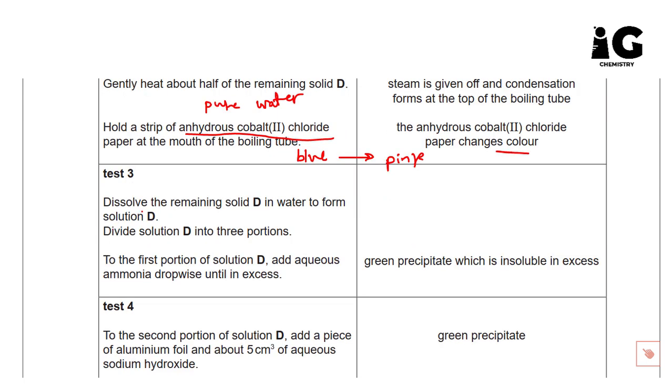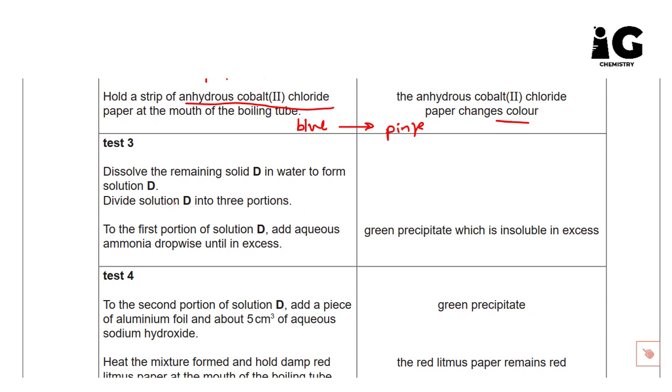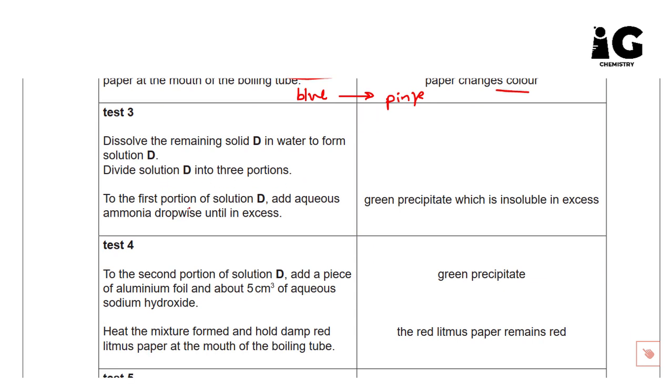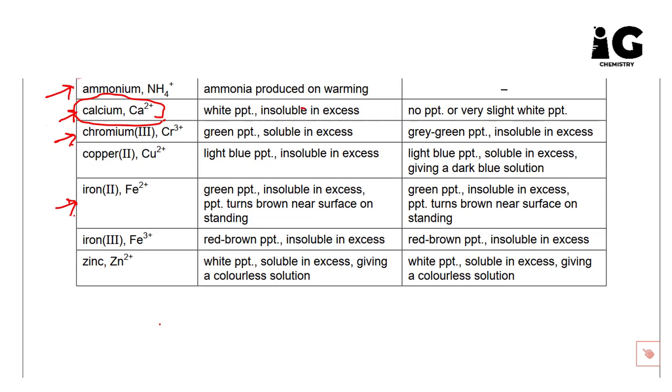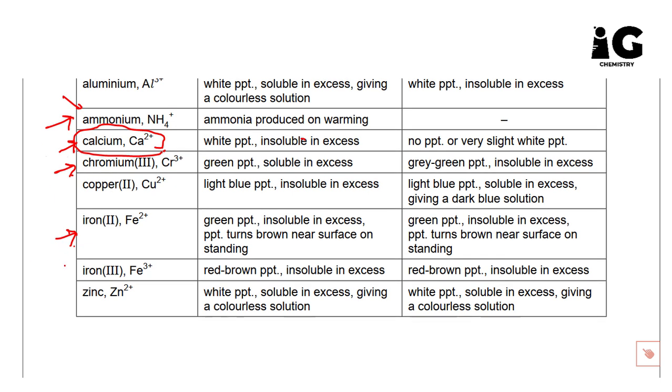Test 3: dissolve the remaining solid D in water to form solution D. Divide solution D into three portions. For the first portion of solution D, add aqueous ammonia dropwise until in excess. And here we have a green precipitate, which is insoluble in excess. Let's check the green precipitate in our tables. You can find it twice, once for ferrous ion, which is iron(II), and remember we have iron(III), so don't mix between them. So here we have iron(II): it gives a green precipitate insoluble in excess.